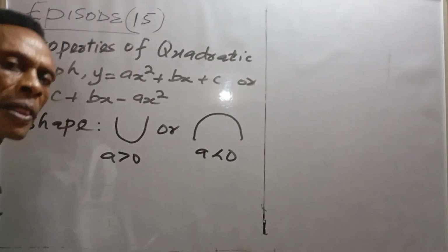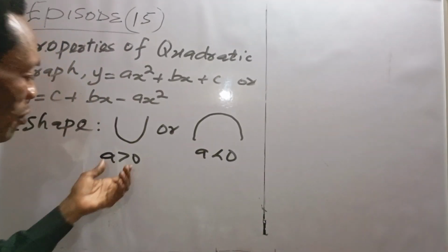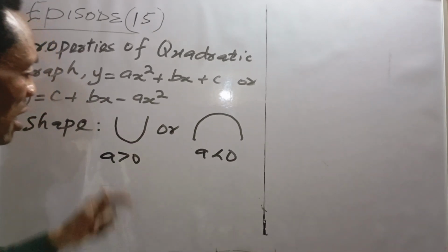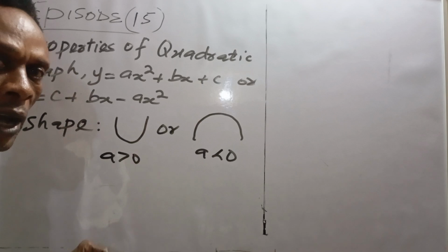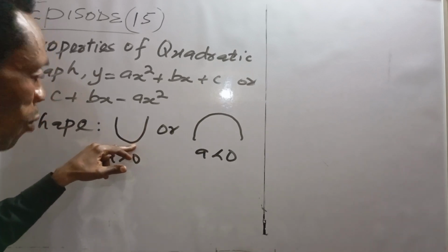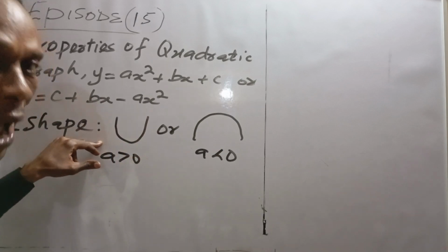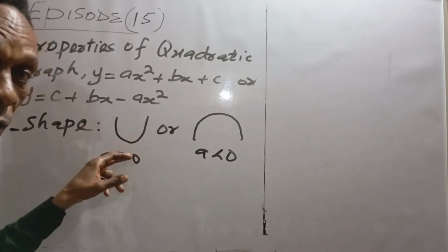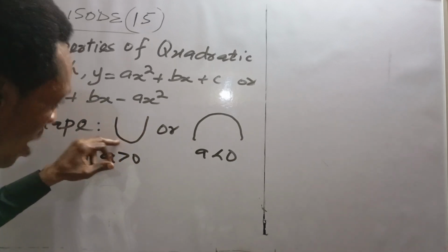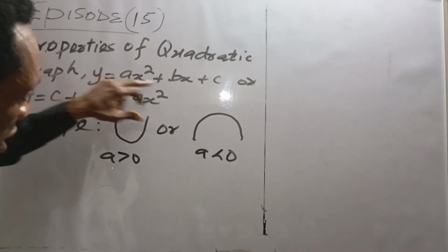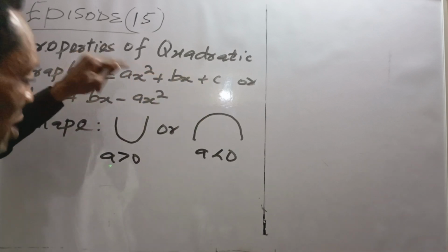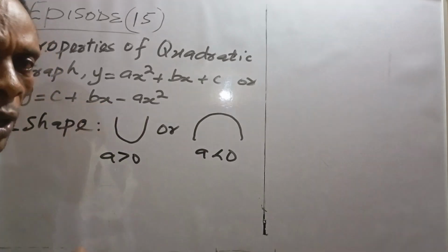So when a is greater than 0, it means that you have a U shape parabola. And here you are expected to find the minimal value of y, and the corresponding value of x, which is called the equation of line of symmetry. Here, when a is positive, when the function is in this form, it means that you have a U-shaped parabola.